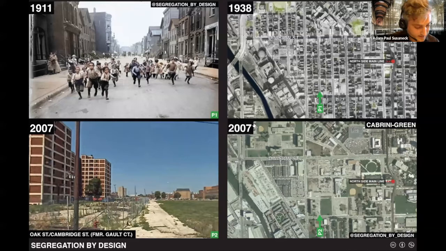Here's another example in Chicago. This is the Cabrini Green area. This is on the near north side of Chicago, a neighborhood that was demolished and replaced with projects. Far fewer units of housing were rebuilt after this was demolished.